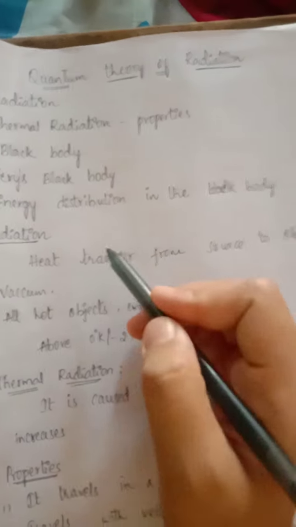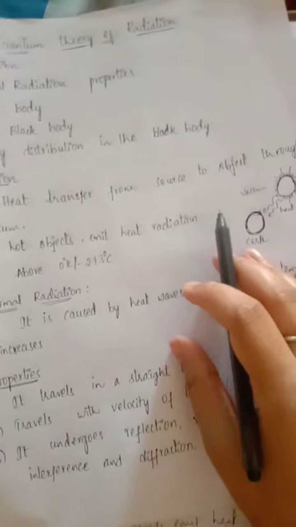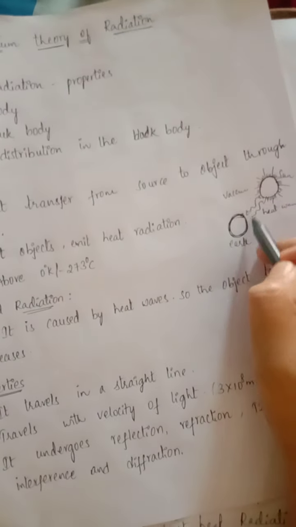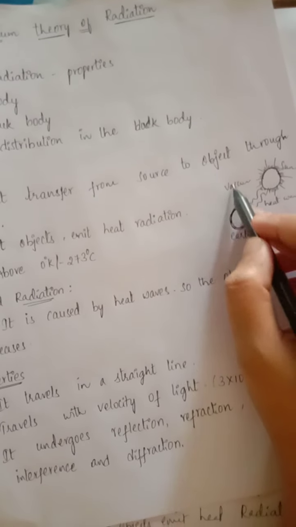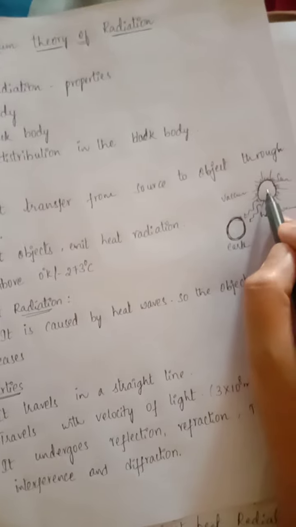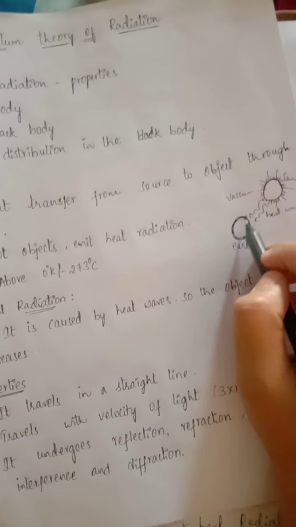Radiation is heat transfer from source to the object through the vacuum. Here we can take the example of the sun and the earth. Between the sun and the earth there is no medium, so we call it a vacuum. Without any medium the heat will radiate from the sun to the earth. This process is called radiation.